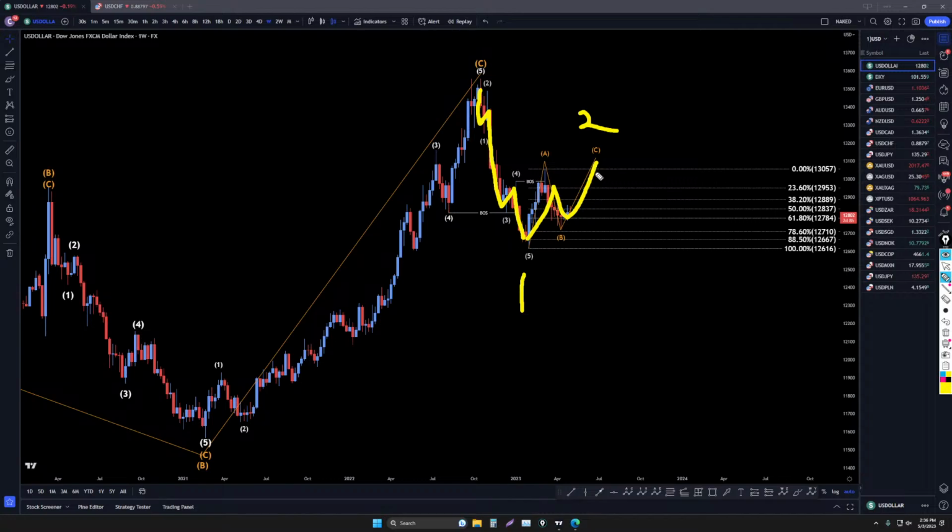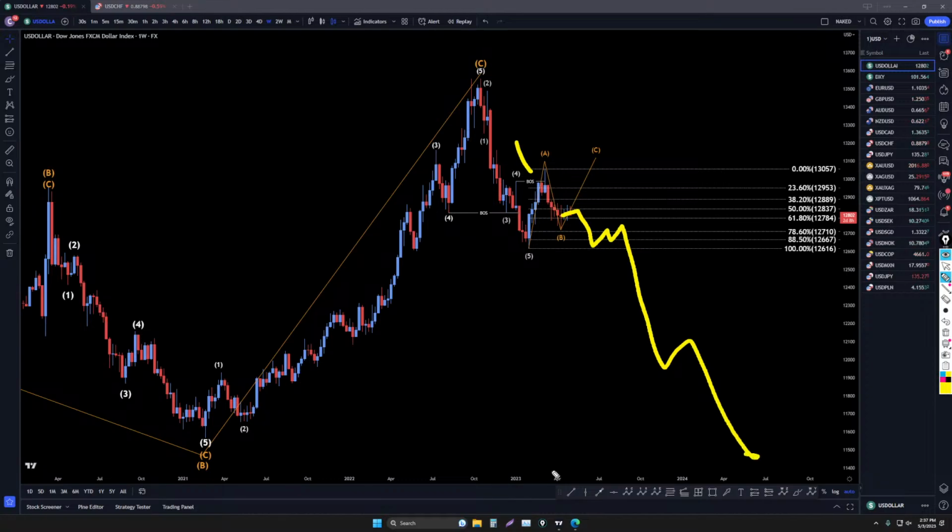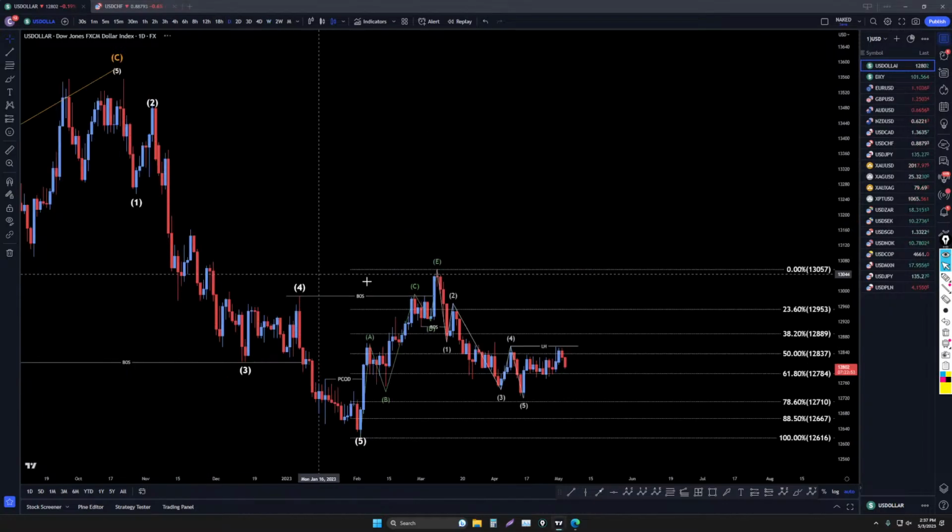And we definitely don't want to be surprised if it does make a big move up, but looking at the smaller time frames, I still think there's a very good likelihood we've ended a correction and that this is just going to keep on trending down, most likely a 1, a 2, and a wave 3. So let's keep going down to the daily time frame.